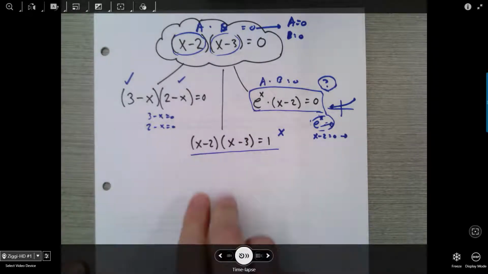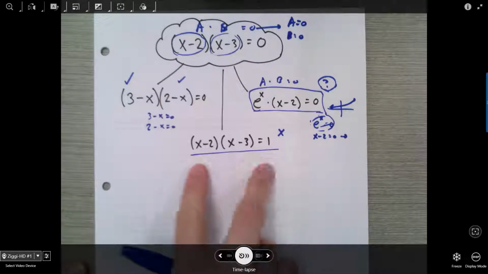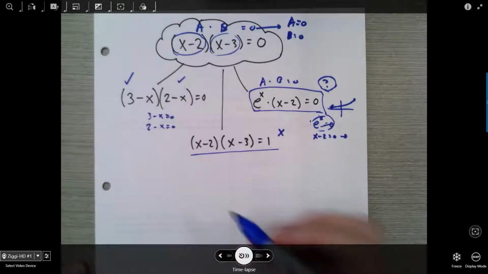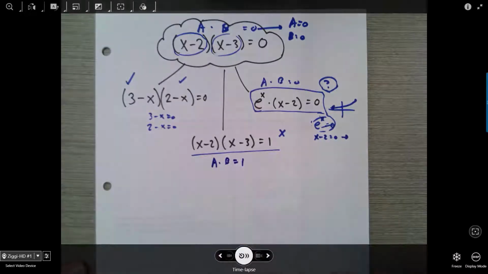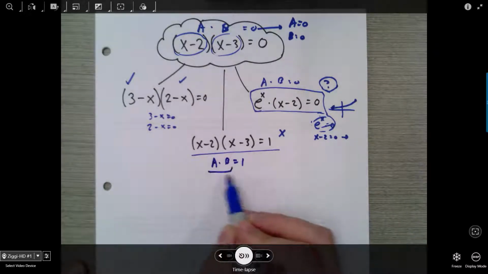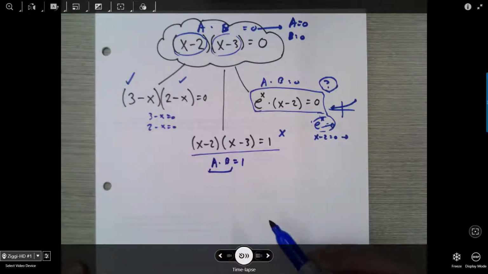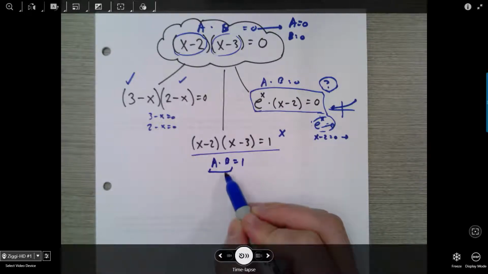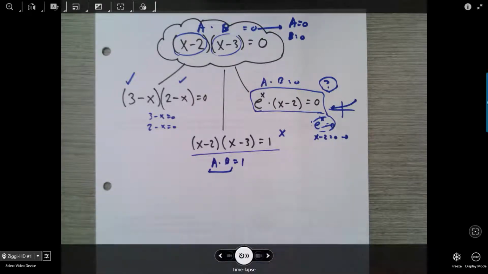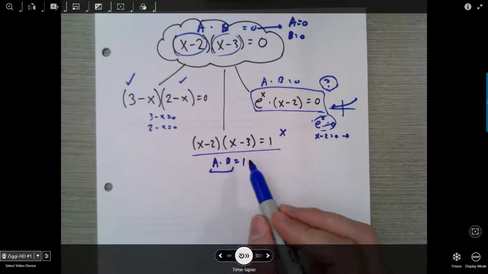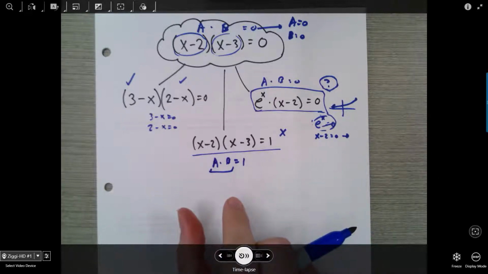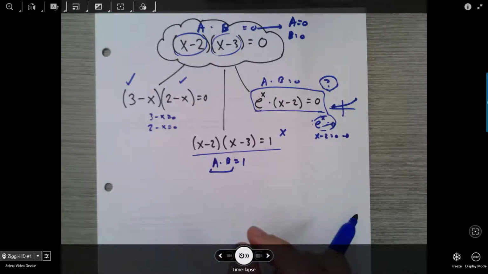So here, even though this one looks more similar to the original one than that did, the underlying concept doesn't apply, because here I've got some number times another number equals 1. And there's all kinds of pairs of numbers that multiply together to be 1. So that doesn't let you break the problem into two smaller, simpler parts that would lead to solutions. So for here, probably your best bet would be to expand and then collect all the terms on one side and complete the square or use the quadratic formula.